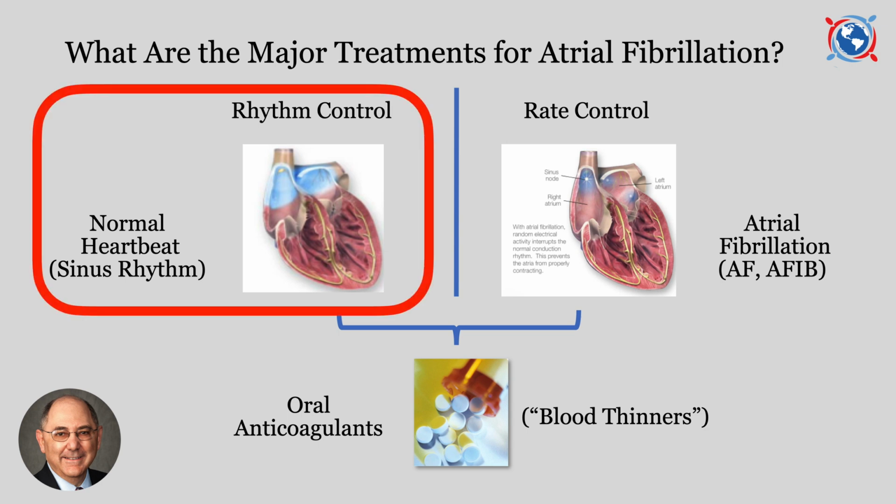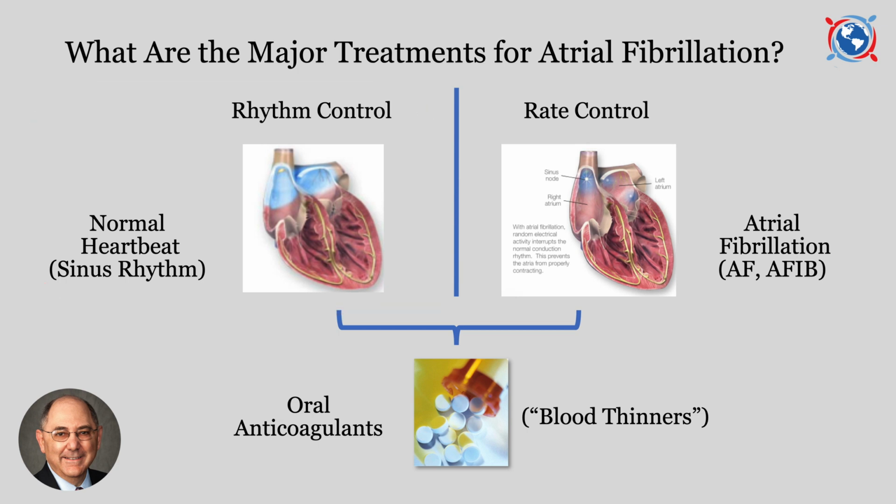One is called rhythm control, where we do everything we can to try and establish a normal heartbeat and keep it there. We want to get the heart beating again like it did in that earlier diagram that I showed you. And we'll talk in a few minutes about the various things we can do to achieve rhythm control. We want to keep the heart rhythm normal.